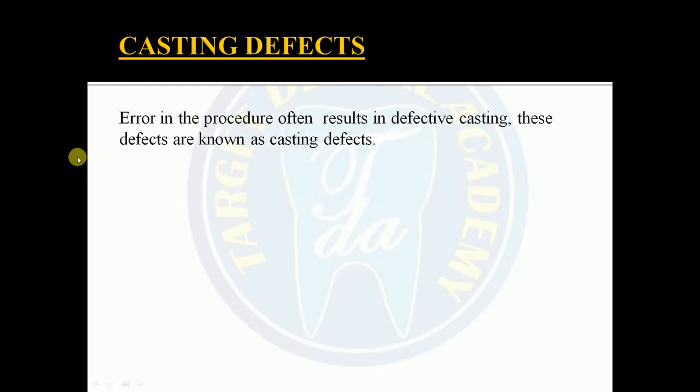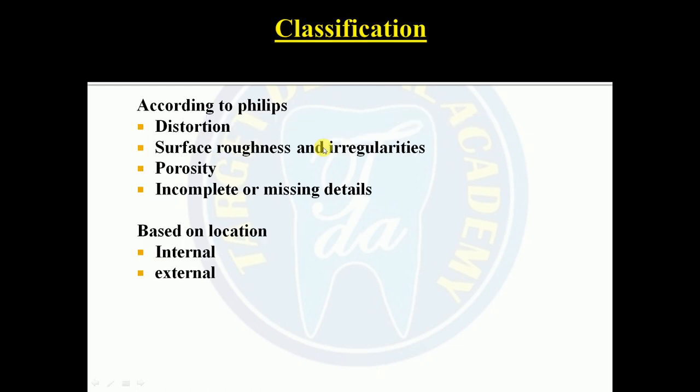Coming on to the casting defects, errors in the procedure often result in defective casting. Therefore, these defects are known as casting defects. Coming on to the classification, according to Phillips, the casting defect can be due to distortion, surface roughness and irregularity, porosity, or incomplete or missing details. Based on the location, it could be internal or external.